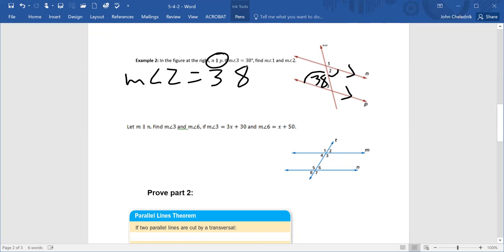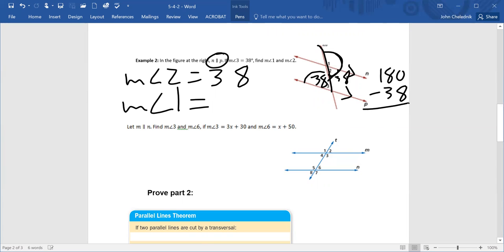So the measure of angle 2 will be the same thing as angle 3. It will be 38. The measure of angle 1, well, look, this straight line, these are supplementary. So if this is 38 here, and this whole thing is 180, we're going to do 180 minus 38. It's 142. This is 142 degrees right there. Right?